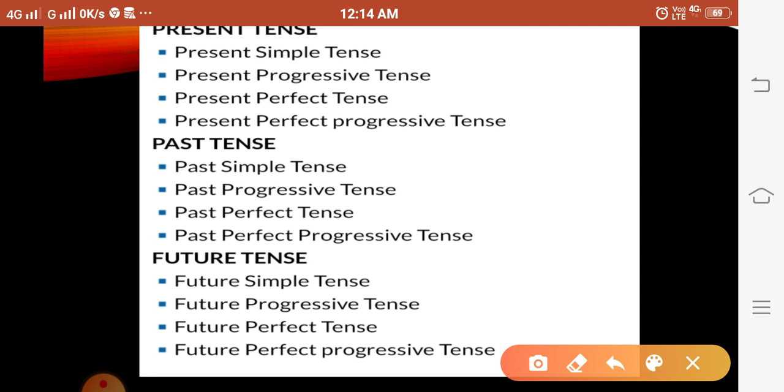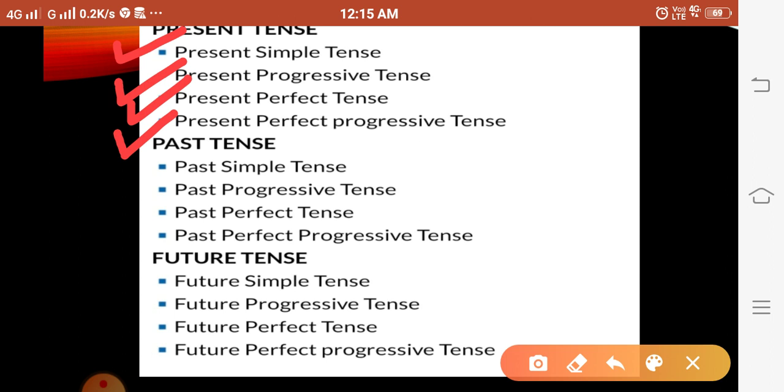First, we will talk about present tense. Present tense further is divided into 4 subcategories, which are: first, simple present or present indefinite; second, present progressive or present continuous tense; third, present perfect tense; fourth, present perfect progressive or present perfect continuous tense.